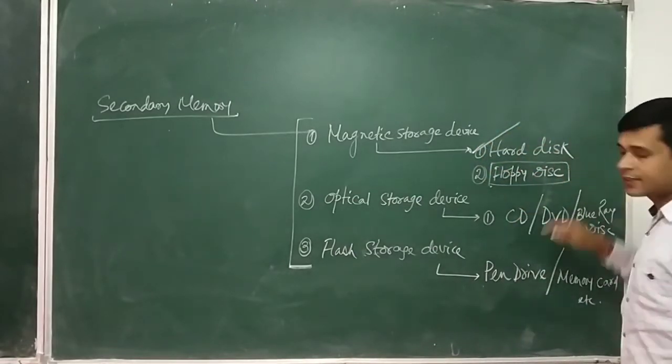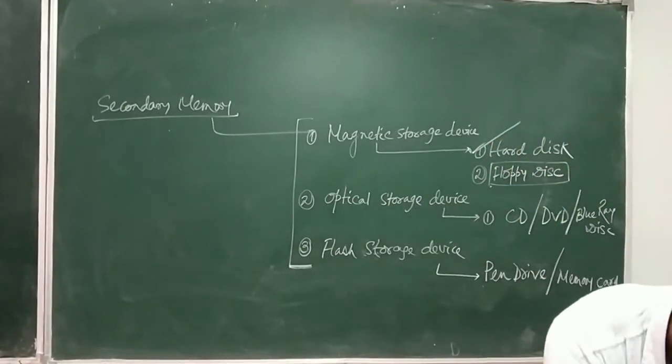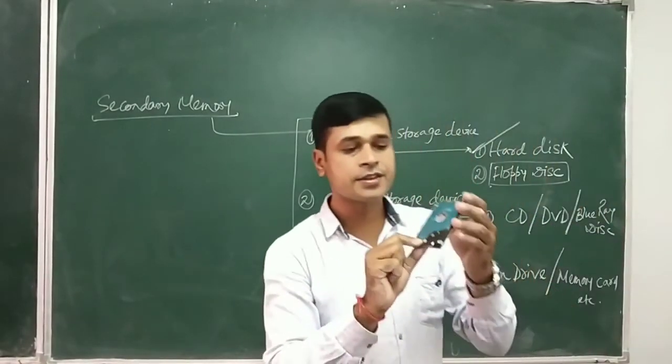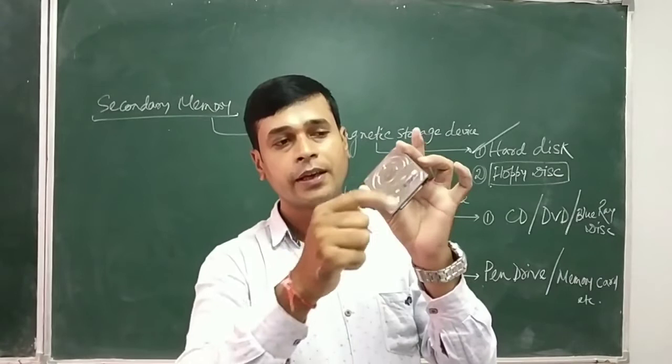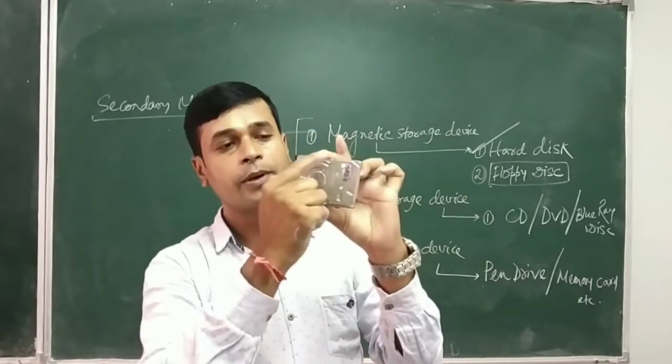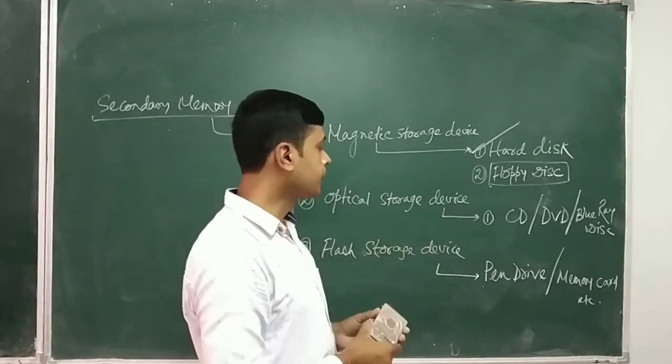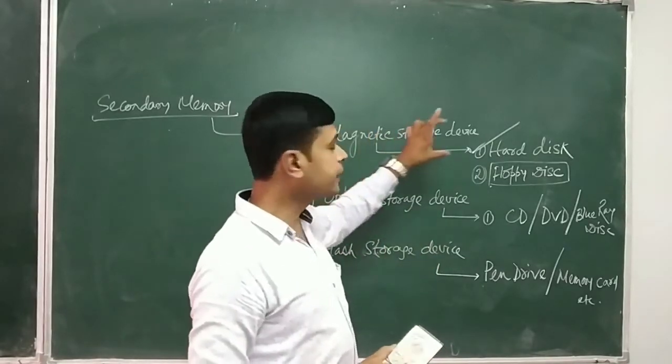So in hard disk, look here. This is hard disk. Your laptop has a hard disk, your desktop has a hard disk. So hard disk is called the magnetic storage device.